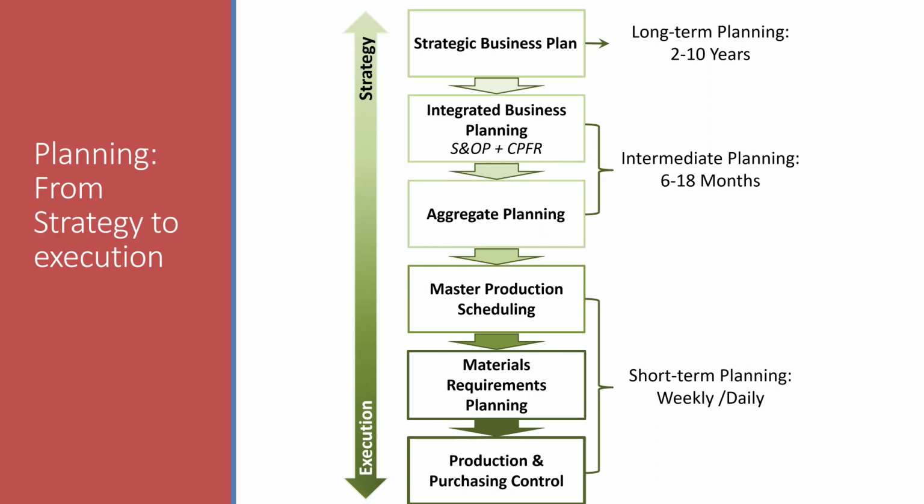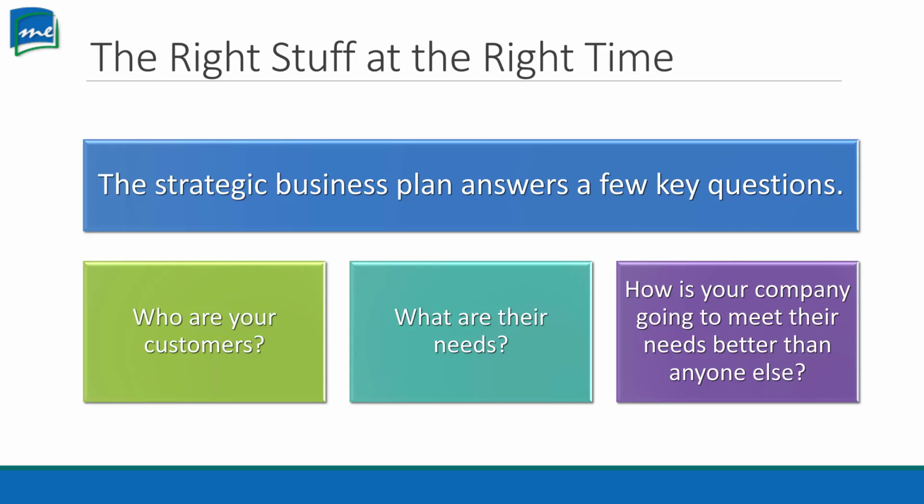Then we have our aggregate planning. And then we start getting into our short-term planning. This might be weekly, daily, or even a monthly plan. So we have our master production scheduling, materials requirements planning, and our production and purchasing control. So this is how we execute based on our intermediate planning and our long-term planning. So we need the right stuff at the right time.